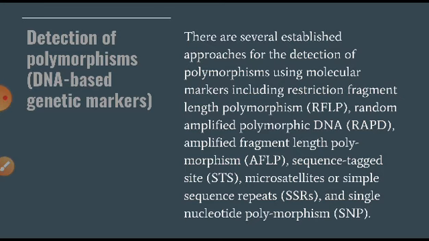Here, detection of polymorphism, DNA-based genetic markers. So how do we detect these polymorphisms? There are several established approaches for the detection of polymorphism using molecular markers, including restriction fragment length polymorphism RFLP, random amplified polymorphic DNA RAPD, amplified fragment length polymorphism AFLP, sequence tagged site STS, microsatellites or simple sequence repeats SSRs, and single nucleotide polymorphisms SNPs. By that, different markers have been used to detect the polymorphism.